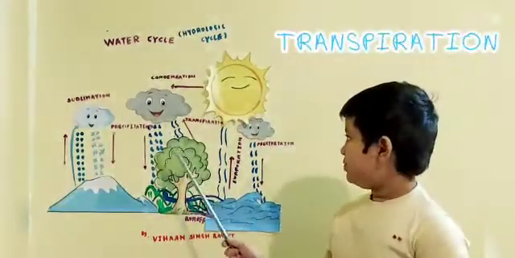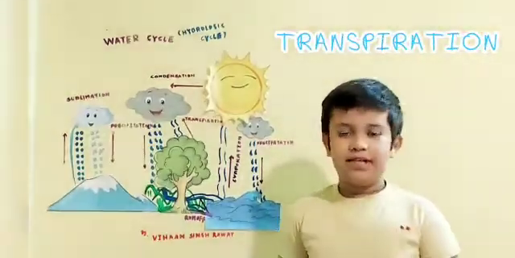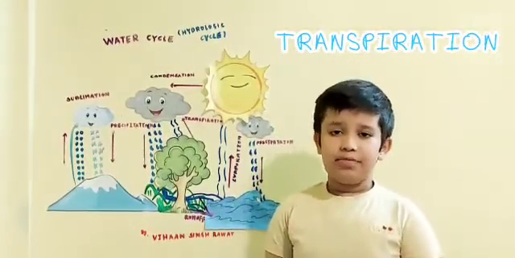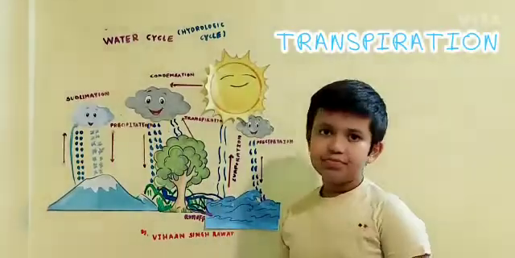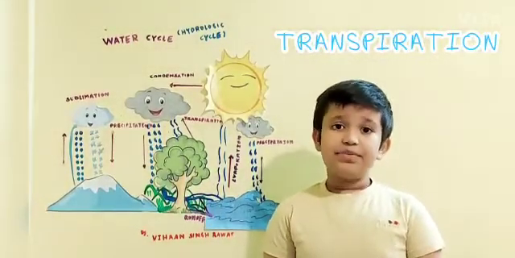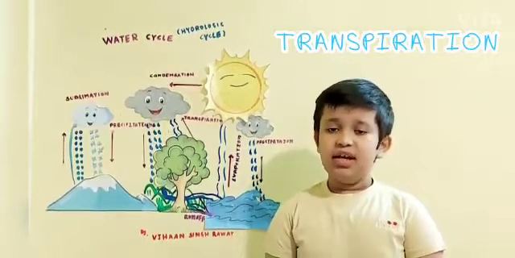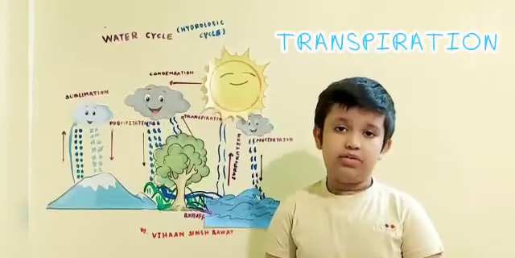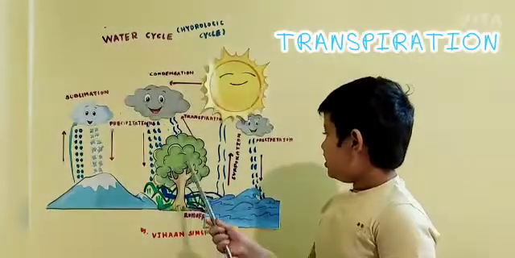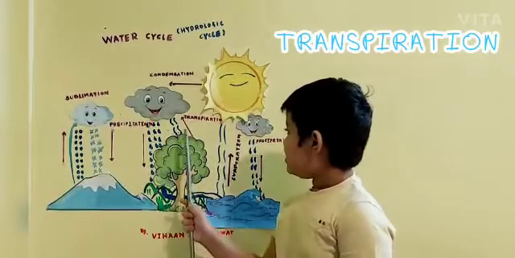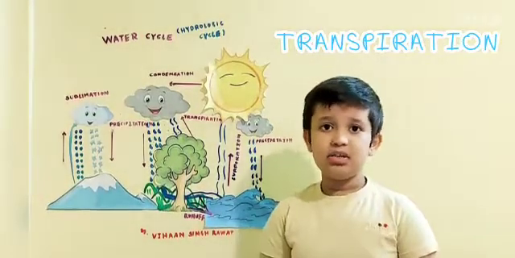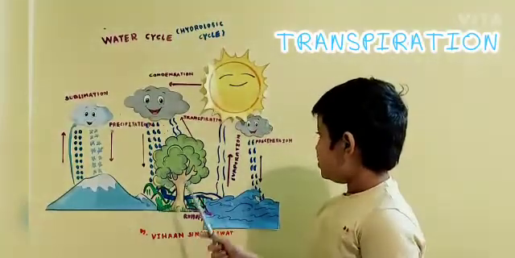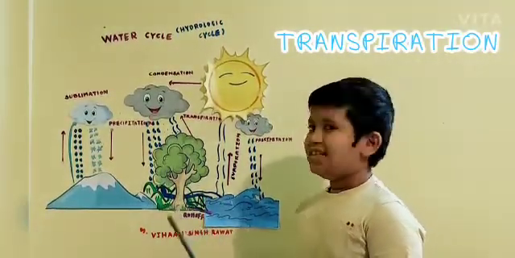So now let's talk about transpiration. Transpiration is similar to evaporation, but here water vapors are generated by trees. When the roots absorb water for photosynthesis, then the extra unused water is thrown out by the stomata, and that water takes the form of water vapors. That is why it rains a lot in regions that have mountains or a lot of heavy trees.